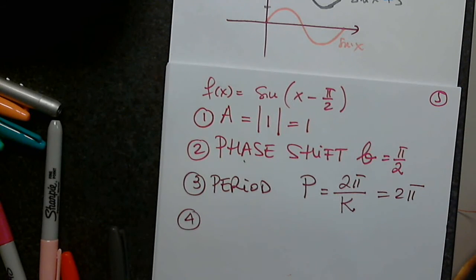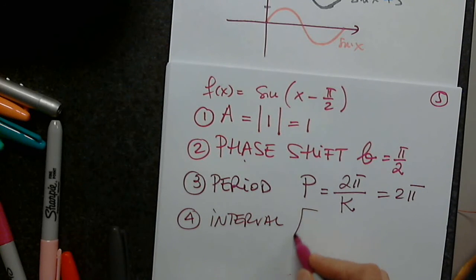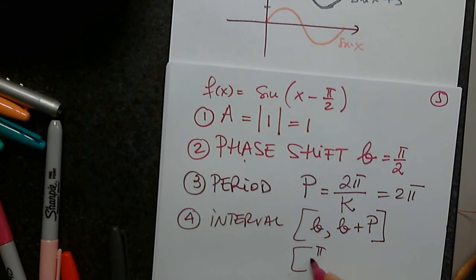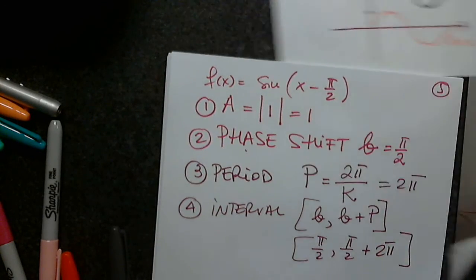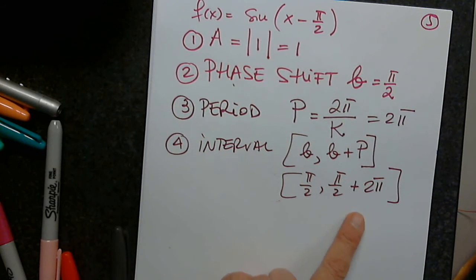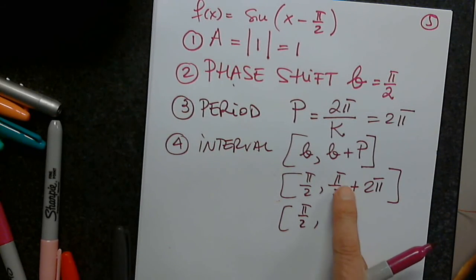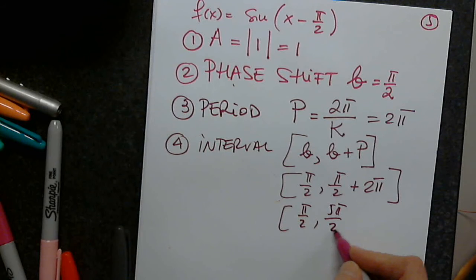And item number 4, the interval. The most convenient interval to use to graph a complete period of this function is b, comma, b plus the period. B in our case is pi over 2, comma, pi over 2 plus the period, which is 2 pi. I have to perform the operations here. So this becomes pi over 2, comma, 2 times 2 is 4, 4 plus 1 is 5, 5 pi over 2.